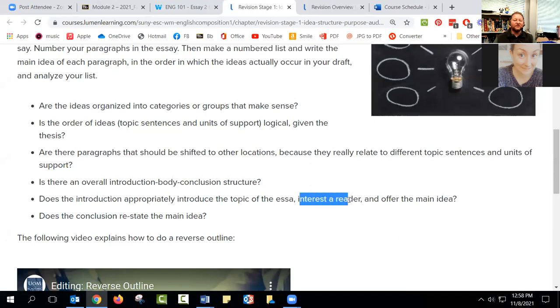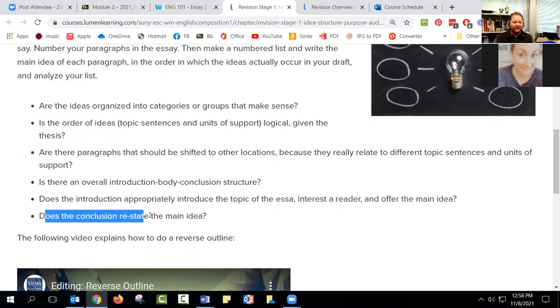It should be somewhat interesting, right? And again, what's interesting to one reader isn't always going to be interesting to another reader, but is it interesting to a reader, right? If you have an audience in mind for the topic you're writing about, did you write the introduction in a way that would make them want to keep reading your essay, right? And then make sure you have your thesis statement, your main idea in the introduction, right?